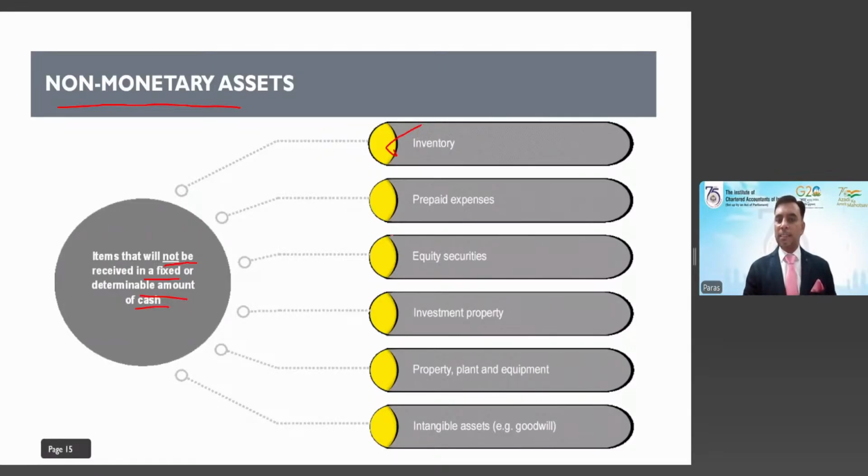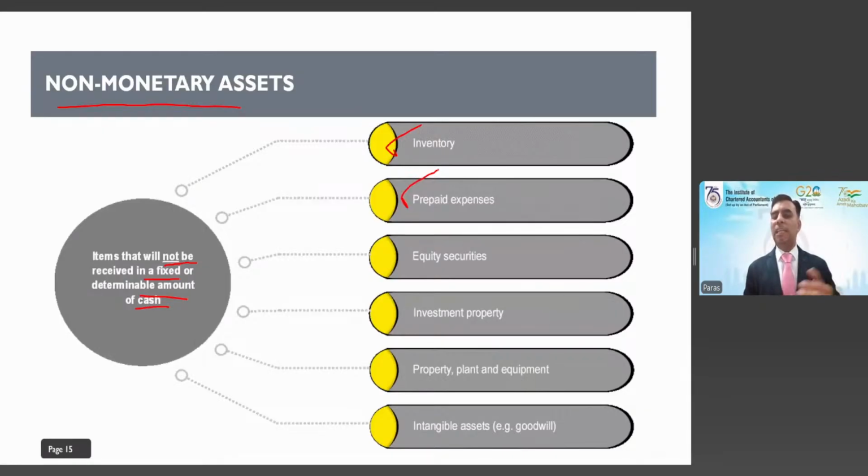Second example is prepaid expenses. Let's assume you have paid 1 lakh rupees advance for a period of 5 years to receive AMC service, right? Now, this advance, I told you, cannot be considered as monetary item. Why? Because you are required to recognize this advance as prepaid expense and you are going to receive service against this advance, right?